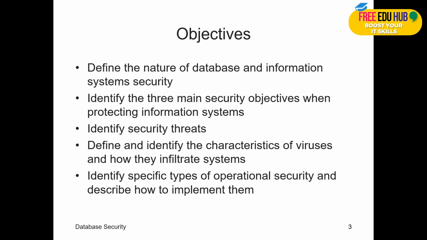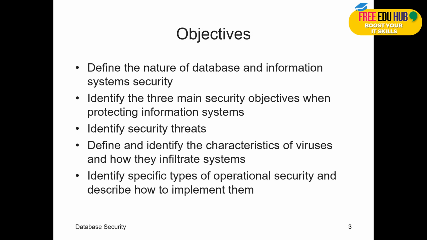Then define the identity, the characteristics of viruses and how they infiltrate the systems. We must have a clear understanding of how viruses affect your data. Now there is a purpose for them to be there. They are there to harm the system. They are there to steal the information. They are there to automate the processes so that the information is being leaked out from your organization to the cloud and you are not aware of it.